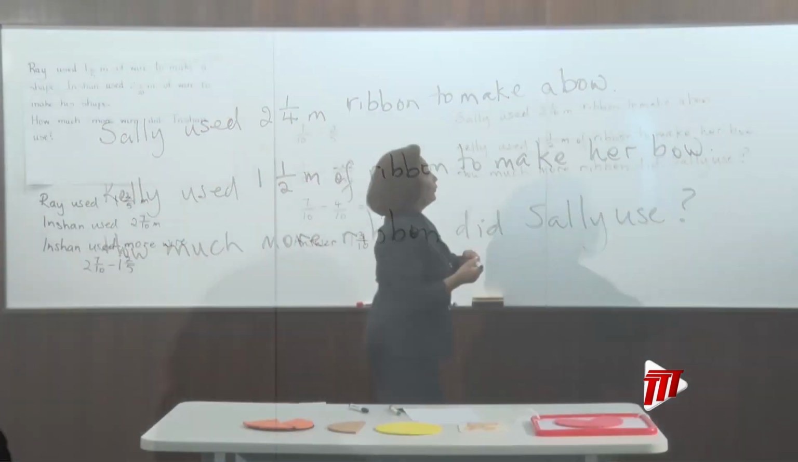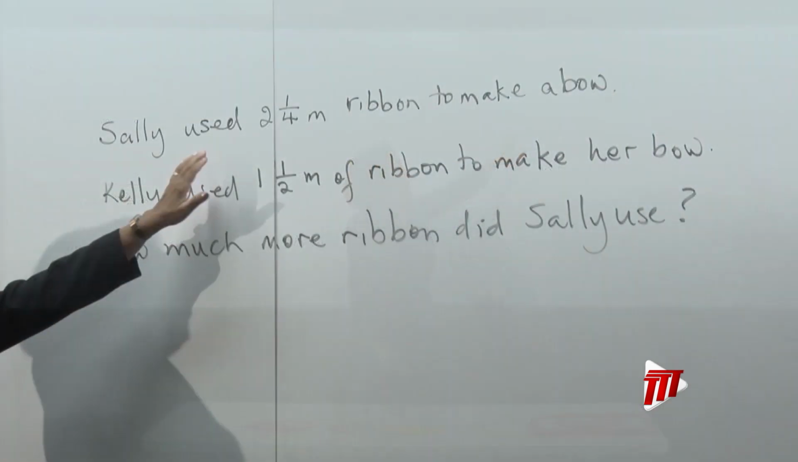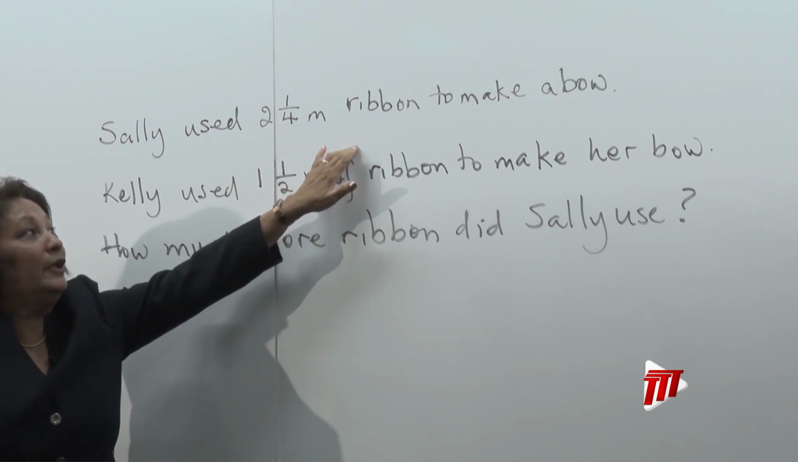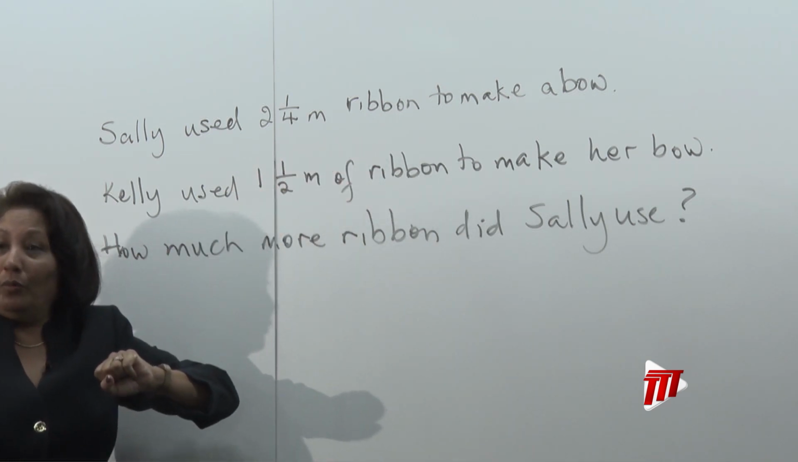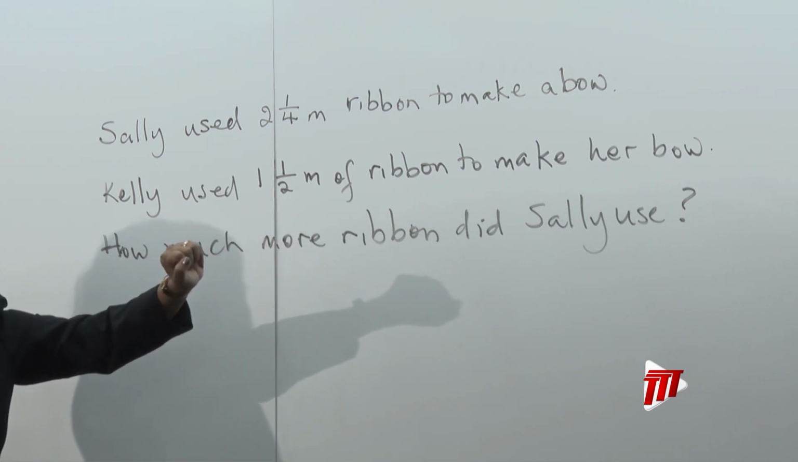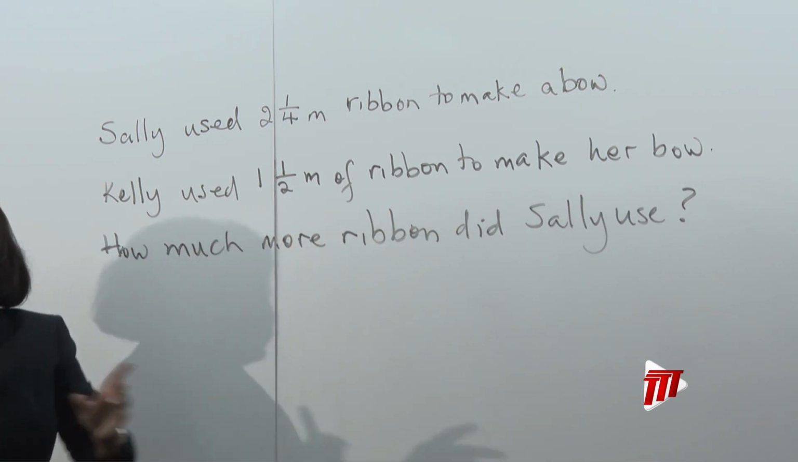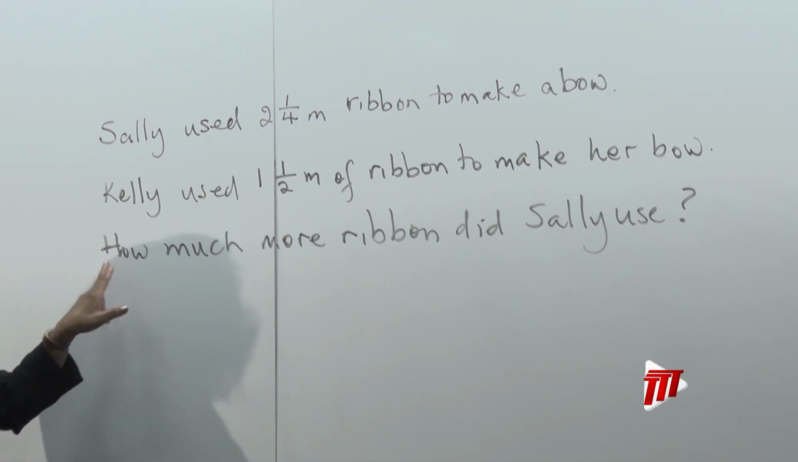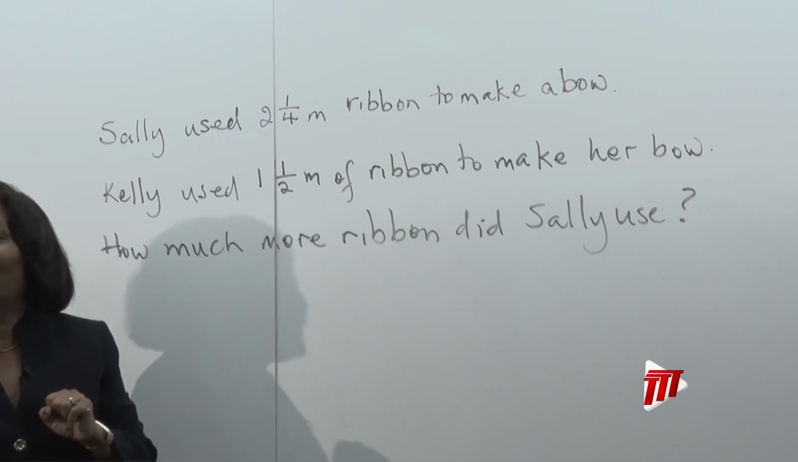Okay, so we're reading the question. Sally used 2 1/4 meters of ribbon to make a bow. Kelly used 1 1/2 meters of ribbon to make her bow. So these 2 girls are making their bows. How much more ribbon did Sally use?